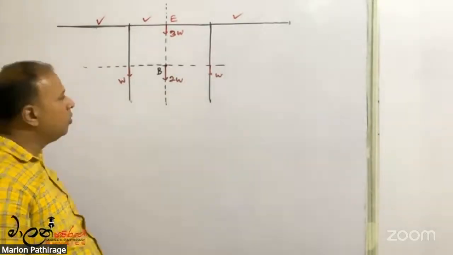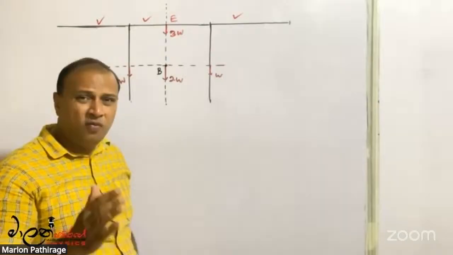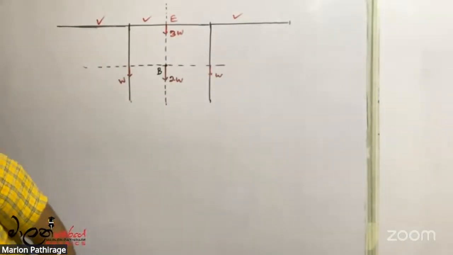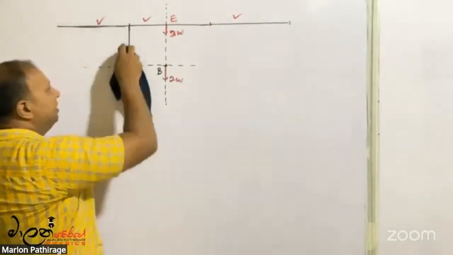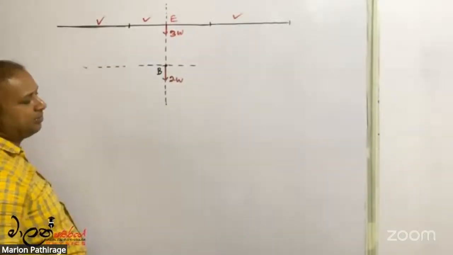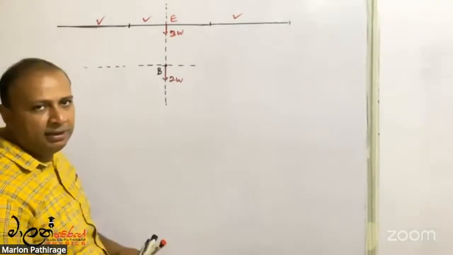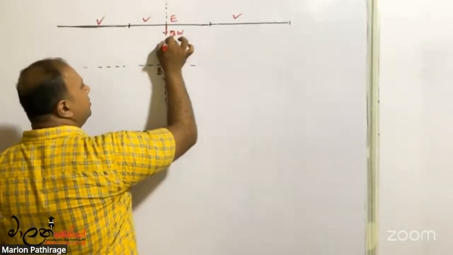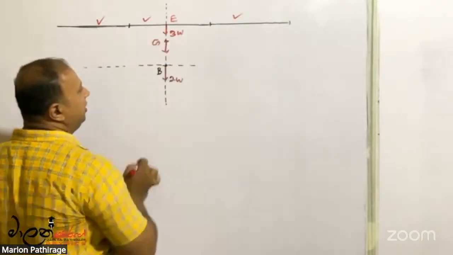Now there are only two forces. What are those? One is 2W, other one is 3W. Therefore, definitely the resultant force should be in between them. That means this is the center of gravity.